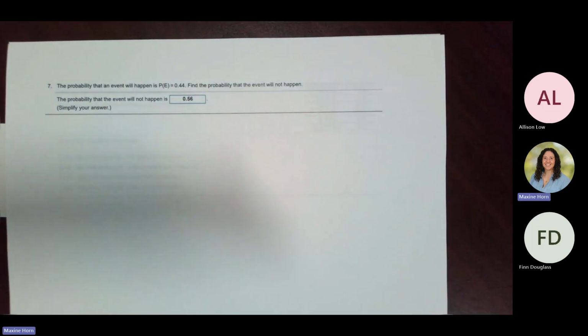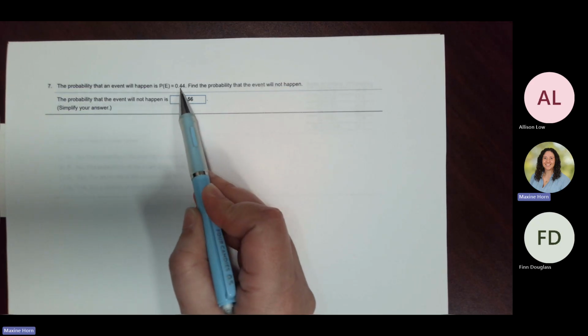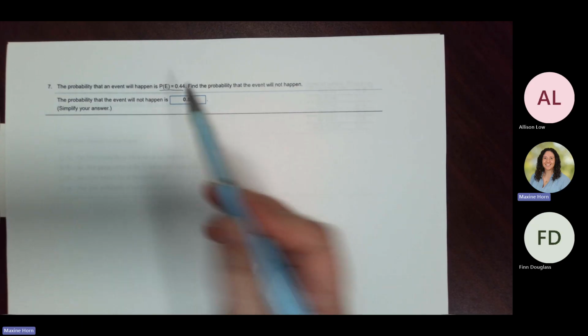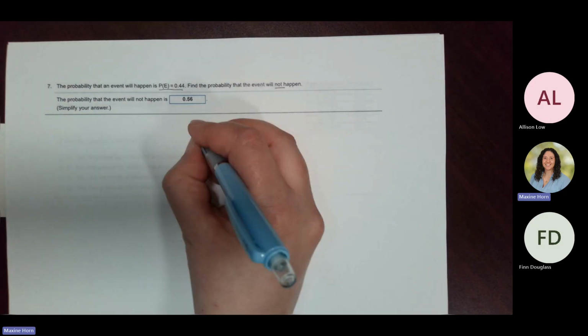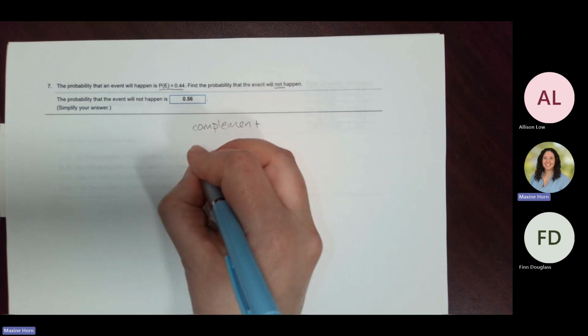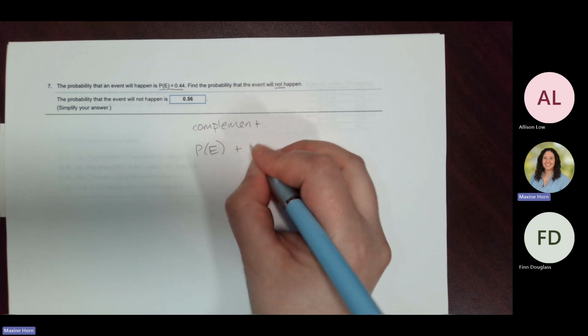Okay. All right, so the probability of the event is equal to 0.44, right? So that's how we read this: the probability of event E is 0.44. Find the probability that the event will not happen. So this is the probability that it will happen. They want the probability that it won't happen. So what we're finding is what's called the complement. I think they do talk to you guys about the notation in that.